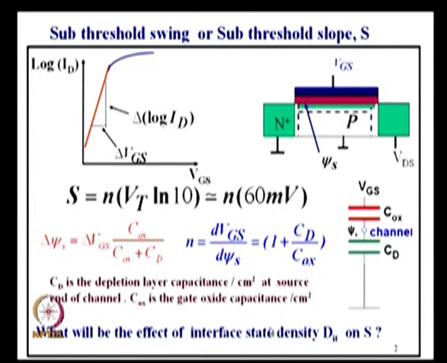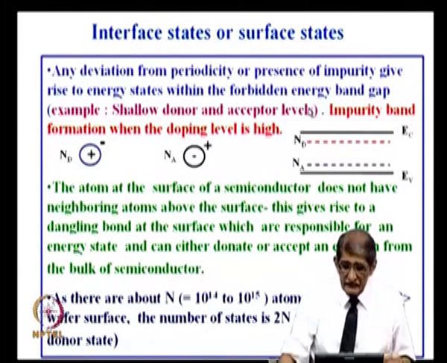Okay. Now, this is the ideal situation where the surface is excellent, but in practice you have interface states. Interface state density is there between the oxide and silicon, particularly if you are talking of high K dielectric, where it will be unbearable. So, you have to see what the effect of that will be.